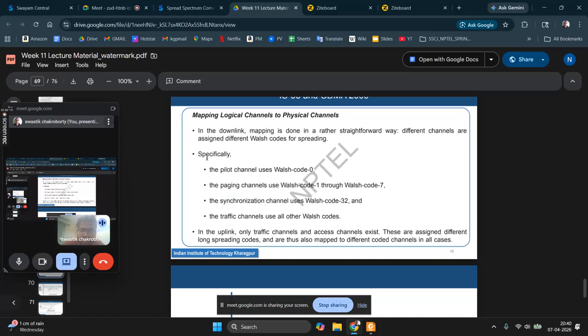So mapping logical channels to physical channels in the downlink, how is it done? The logical channel is decided by the base station, and the physical channel is what is actually present, the frequency resources that are actually present. In the downlink, mapping is done in a rather straightforward way.